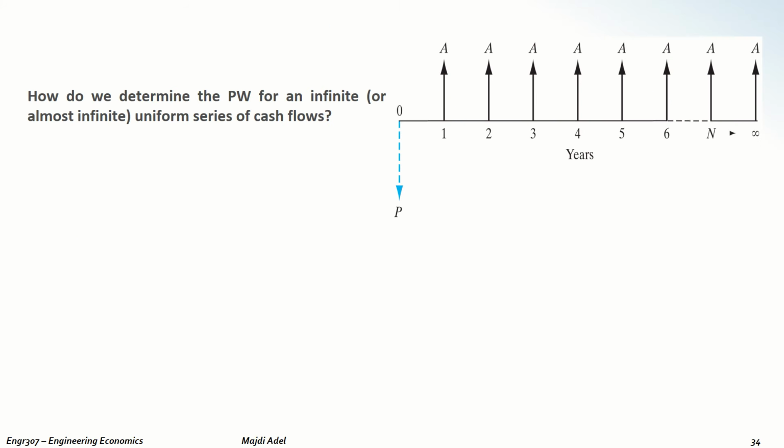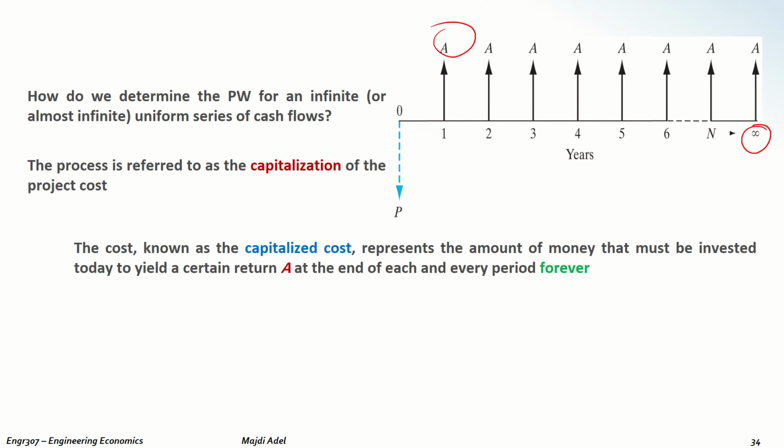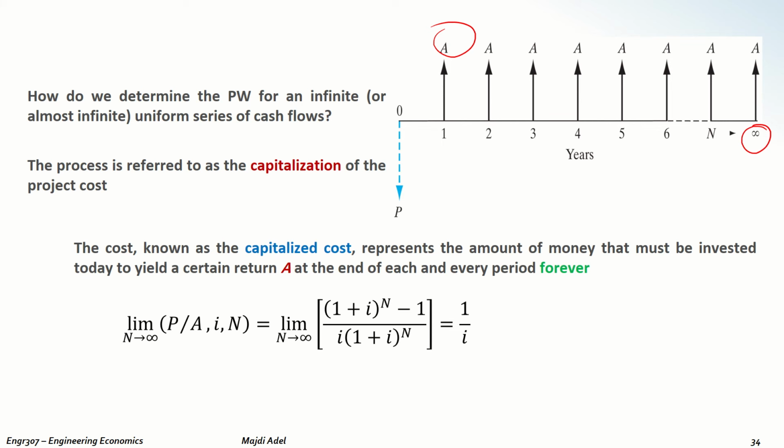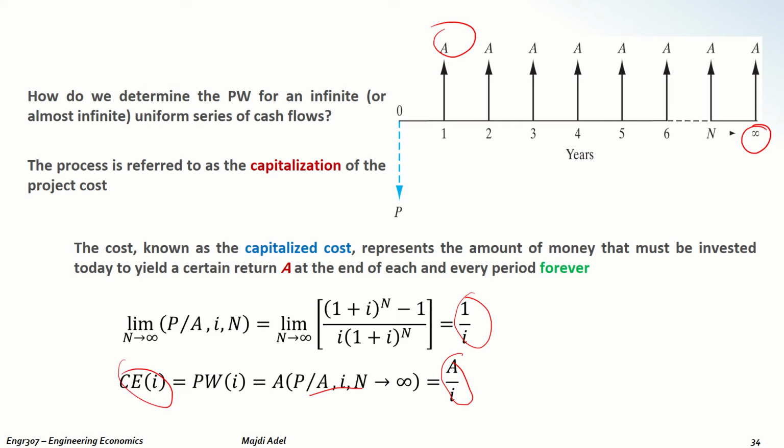How do we calculate the present equivalent for a project that has infinite life and a uniform cash flow? We just take the limit of the factor P/A as n goes to infinity. The limit as n goes to infinity of ((1+i)^n - 1) / (i(1+i)^n) is 1/i. So the present value is A multiplied by the factor, which is A/i. This is the capitalized equivalent. This is the present worth for a project that either has a very long service life or a perpetual service life.